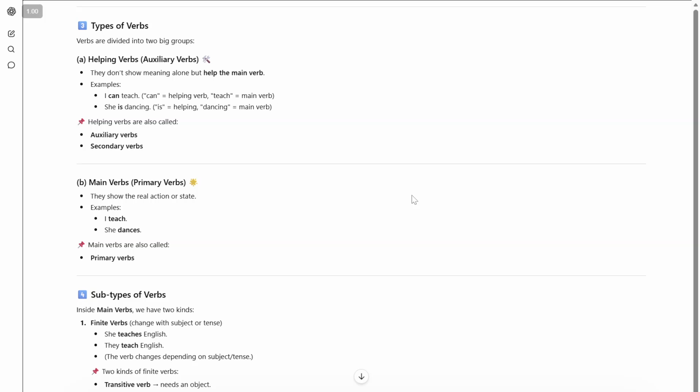Helping verbs are also called auxiliary verbs, secondary verbs. B, main verbs, primary verbs. They show the real action or state. Examples: I teach. She dances. Main verbs are also called primary verbs.